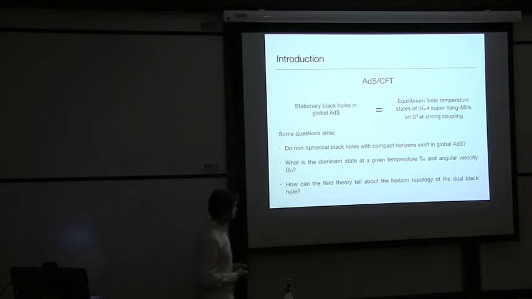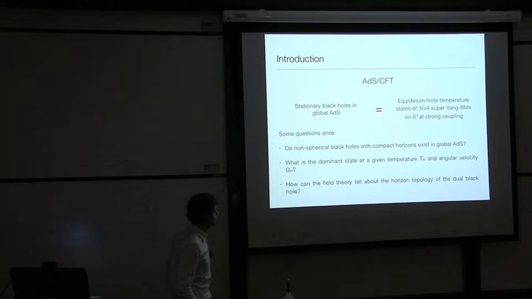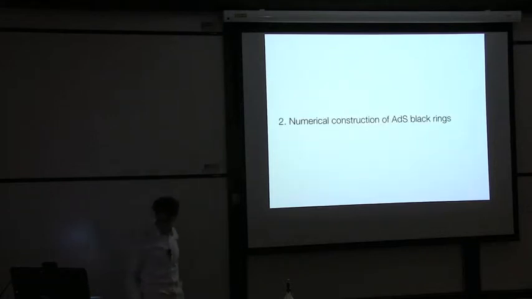Right. So like I said, is there any good observable in the field theory which can immediately tell us about the topology of a black hole? Or in other words, how does the field theory explore or know about the topology? So I'll try to give some partial answers to some of these questions in this talk. Before that, let me explain how we managed to construct these solutions.